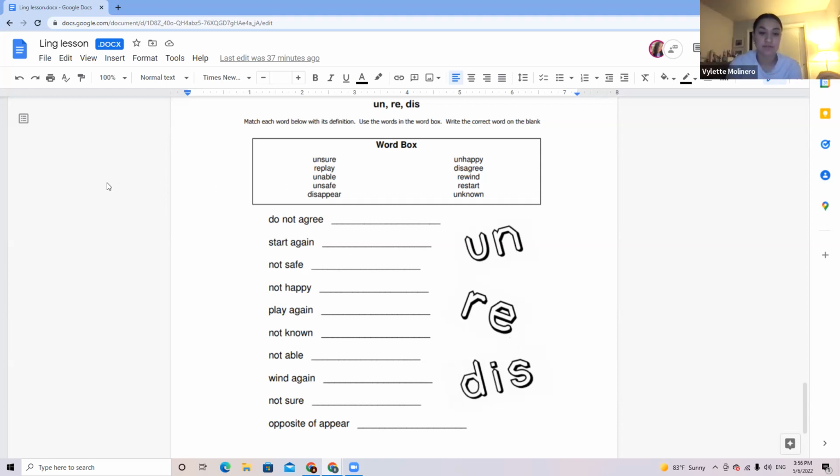Yes. So the first one that we have is do not agree. So we have do not and agree. What prefix matches with do not? We have un, re, and dis. And which word matches with agree? Take a couple seconds to wait and see if you guys can guess. Yes, that's right. Disagree. Disagree would be our first box right here, and it means do not agree, disagree. So we can cross off that one.